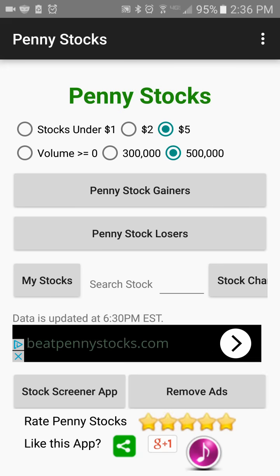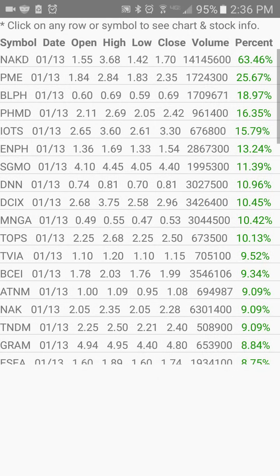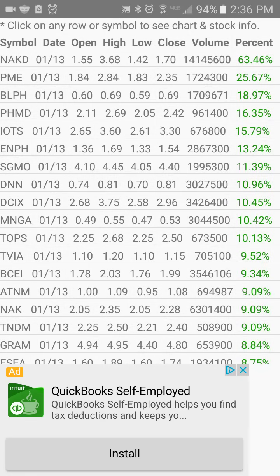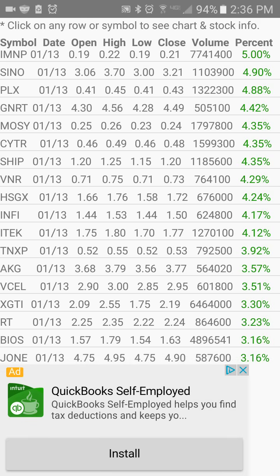And then I choose gainers. I don't choose losers because I don't short stocks, so I don't waste my time looking at penny stock losers. I look at penny stock gainers. So we'll go to that. Now I always start at the bottom with the smallest gainers, and I run through these and try to find which one catches my eye.